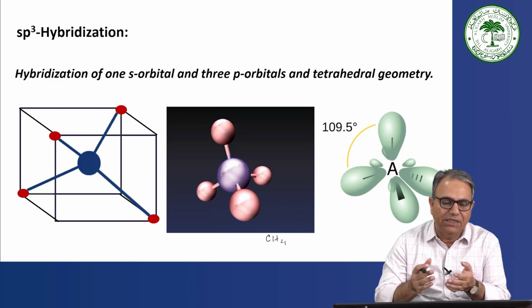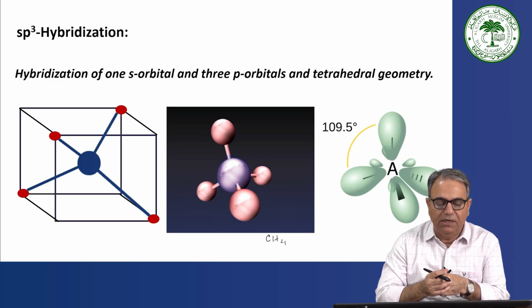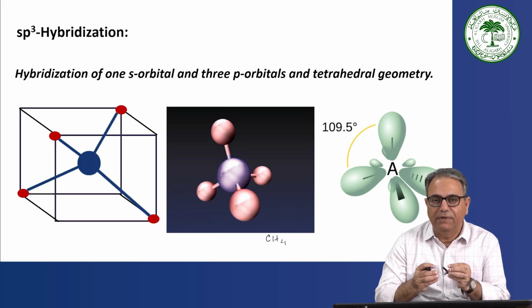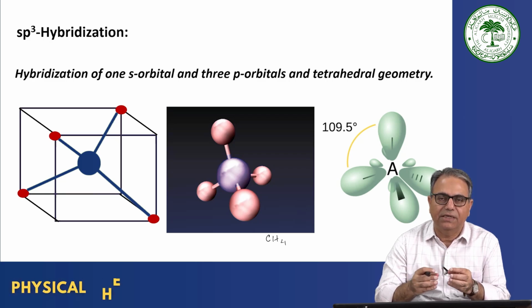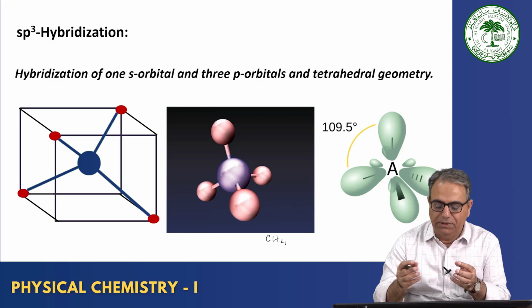I am going to extend the same concept, a similar concept, to the new hybridization, sp3 hybridization. In sp3 hybridization, there is 1 s orbital and 3 p orbitals which combine together to give you 4 hybrid orbitals. And all of you know that the structure is a tetrahedral structure, and the most common molecule is the methane molecule.